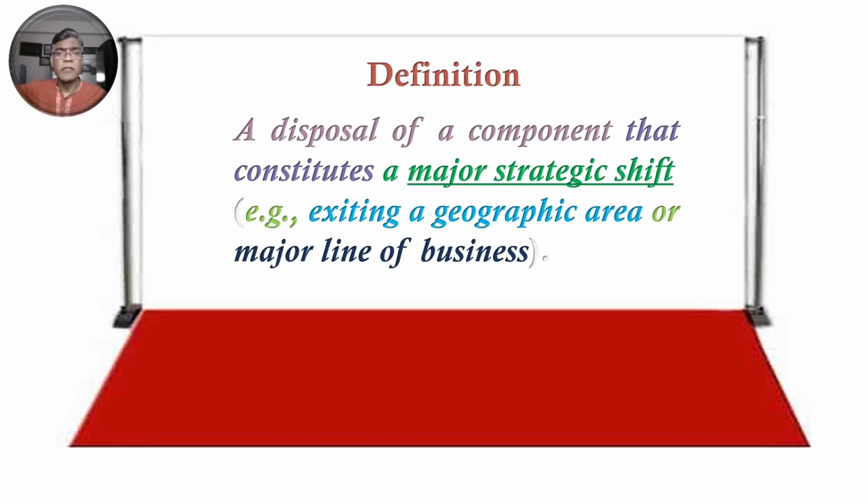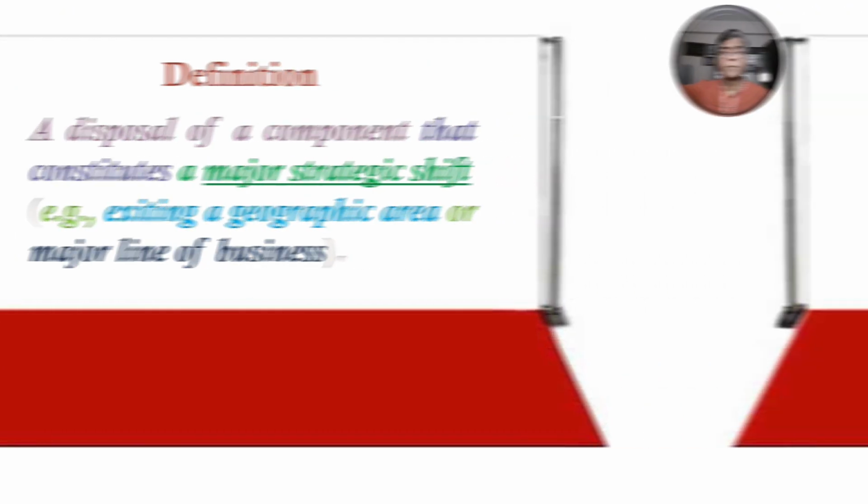Let's understand the definition. A discontinued operation occurs when a company disposes of a component that represents a major strategic shift in its business. For example, a company may decide to exit an entire geographic region or sell a major line of business. This is not a routine transaction. This is a strategic decision that changes the company's future operations. Because of its significance, accounting standards require that this information be reported separately in its financial statements.